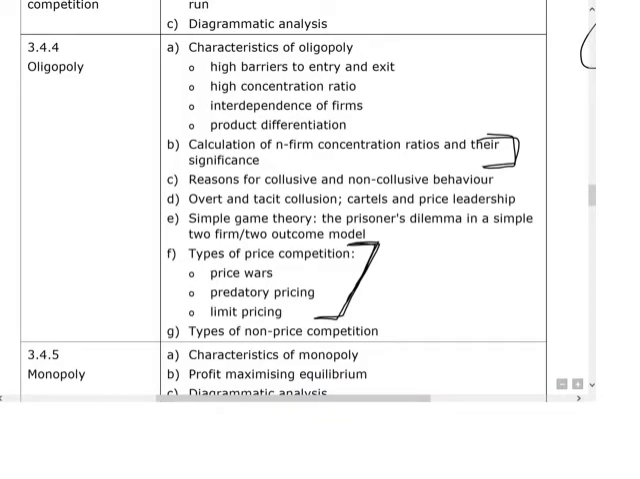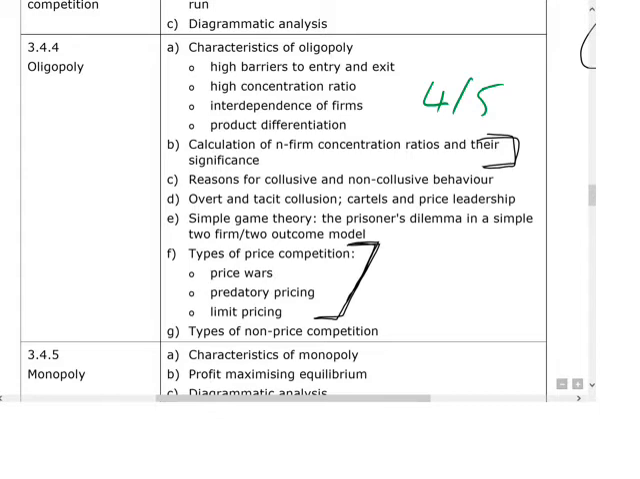The other part of the spec around market structures I thought might just need a bit of clarity. One of the sections says calculate the N-firm concentration ratios and their significance. The most likely would be a 4 or a 5 firm concentration ratio. If it doesn't state 4 or 5 and you've got time, do both. Likely to be 4, but it just depends on the question.